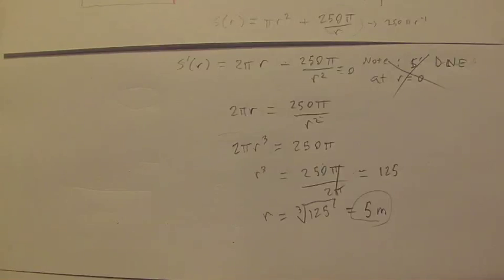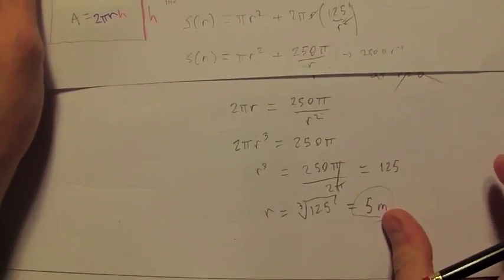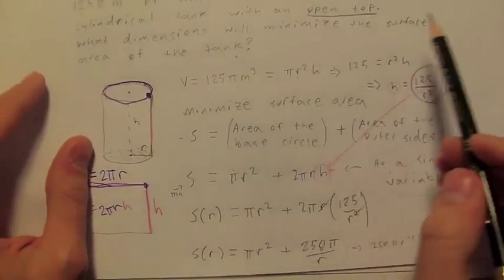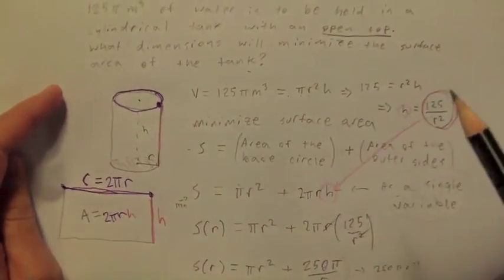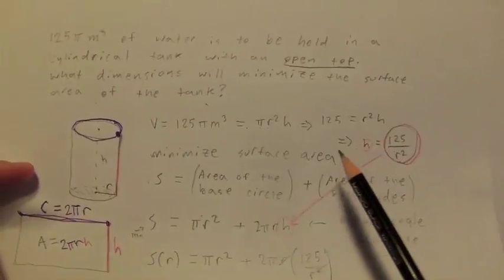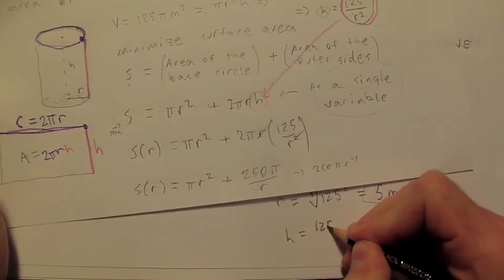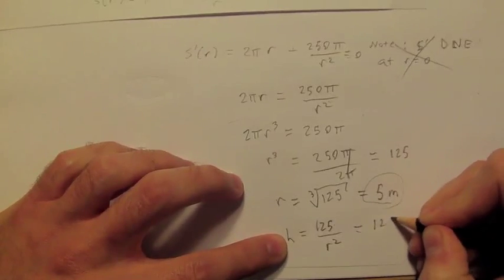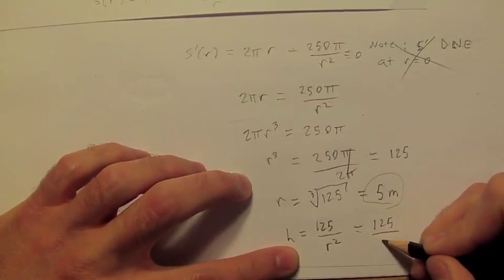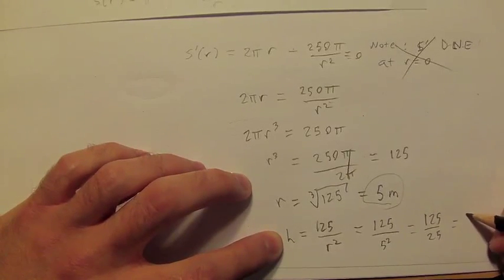So from here, now remember the problem, we're almost done, not quite. What dimensions will maximize the surface area of the tank? So we need the dimensions, so we need both r, which we have, and h. So I'm going to use this formula to find h. H, remember, is 125 over r squared. So in this case, it's going to be 125 over 5 squared, which is 25. So it's 125 over 25, which is also 5.